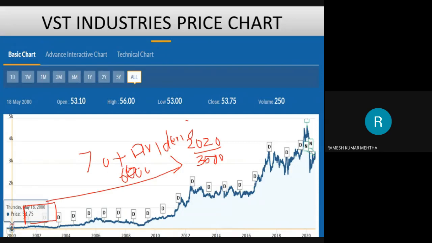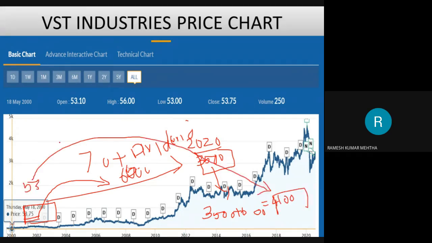So if you had purchased at 53 rupees, you got back 600 rupees of dividend, and the market price is 3,500. So 3,500 plus 600 rupees of dividend over this period is equal to 4,100 rupees per share, and you invested at 53 rupees. So if you hold for 20 years, you got 80 times plus this 600 rupees. Also, if you had reinvested, it runs into some 90 to 100 times. The dividend reinvestment I have not calculated.